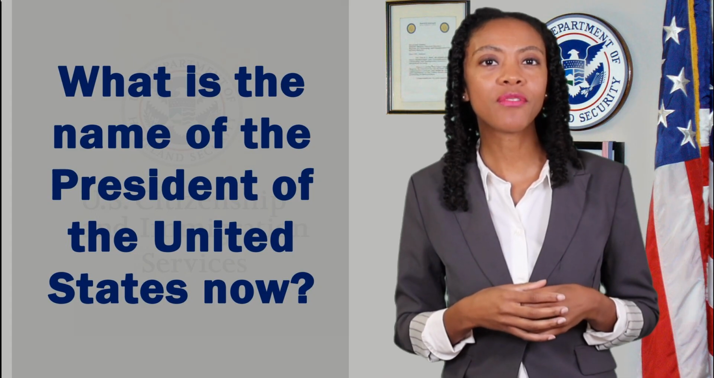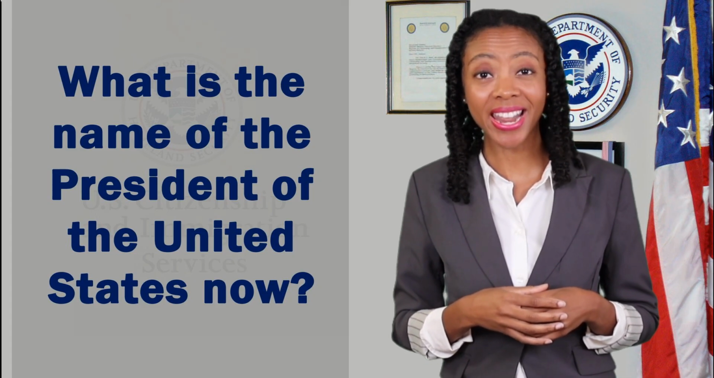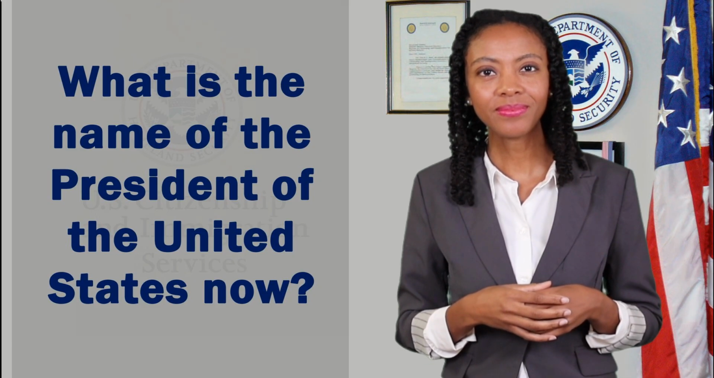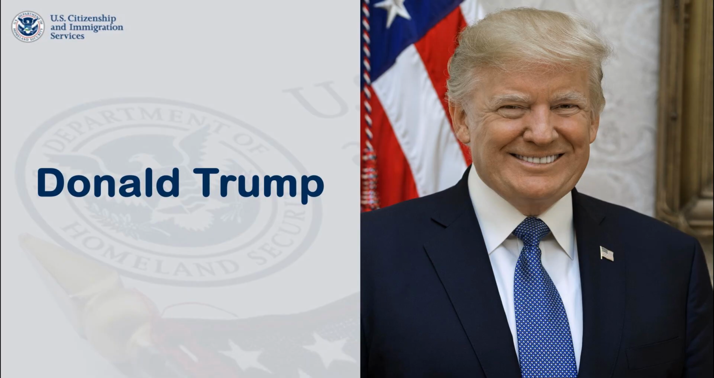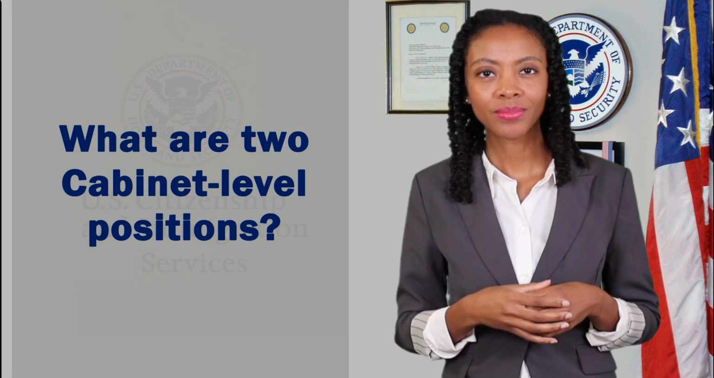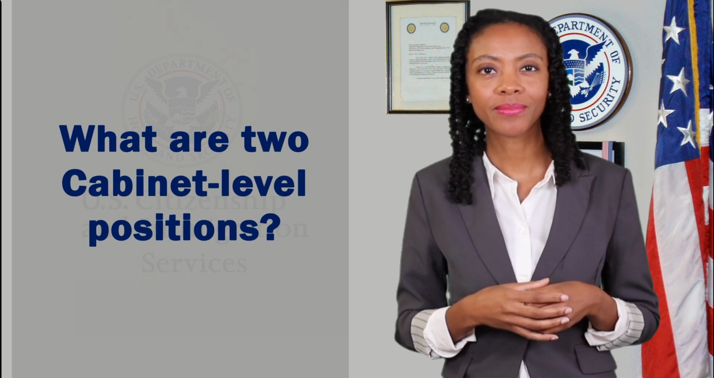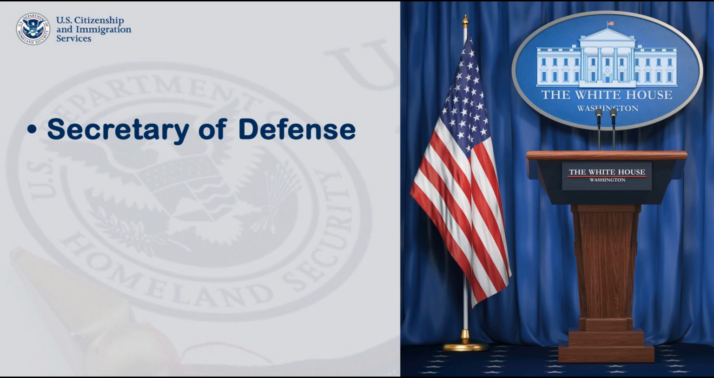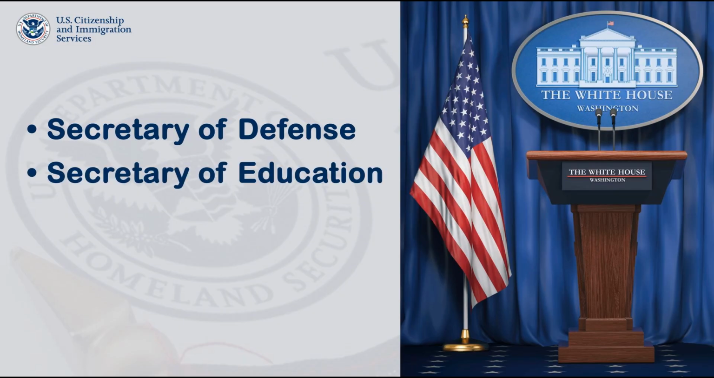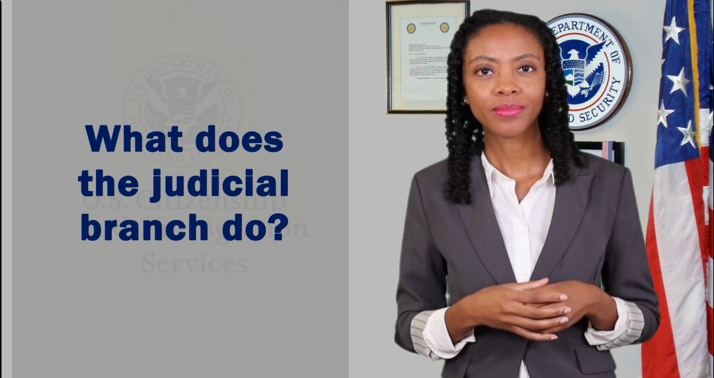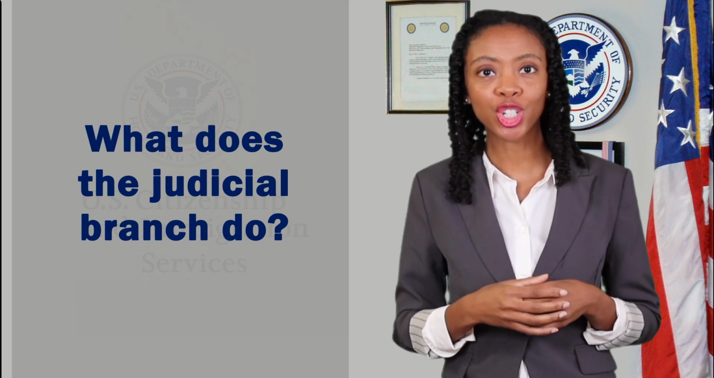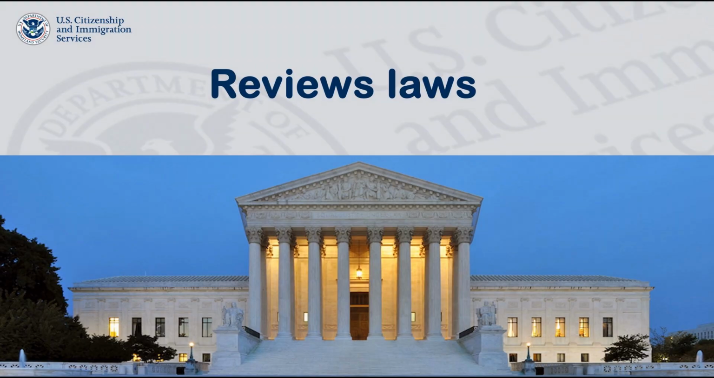What is the name of the President of the United States now? Donald Trump. What are 2 cabinet-level positions? Secretary of Defense. Secretary of Education. What does the judicial branch do? Reviews laws.